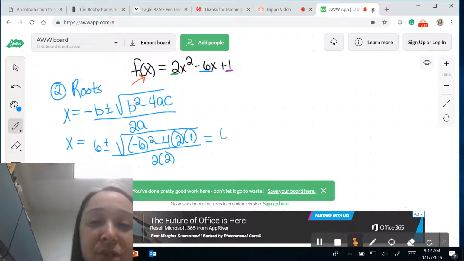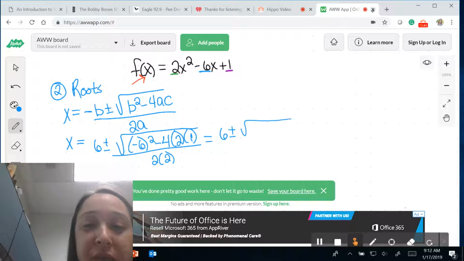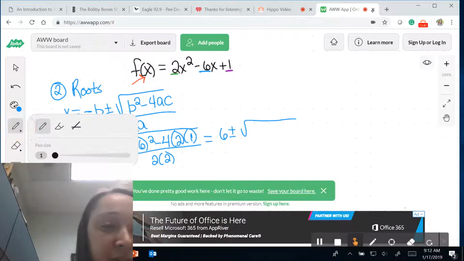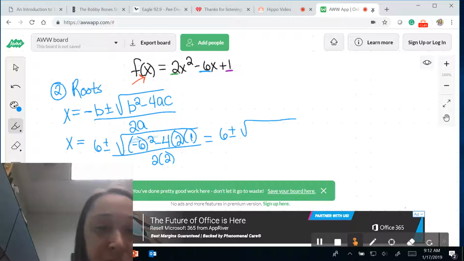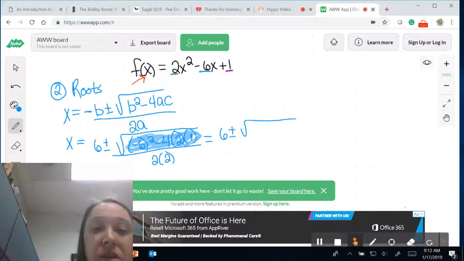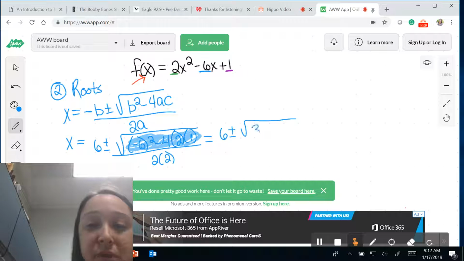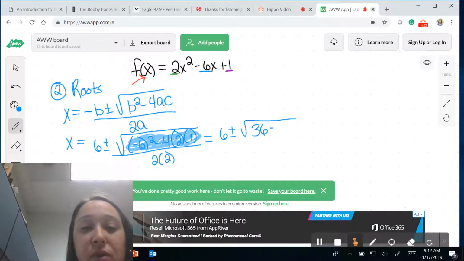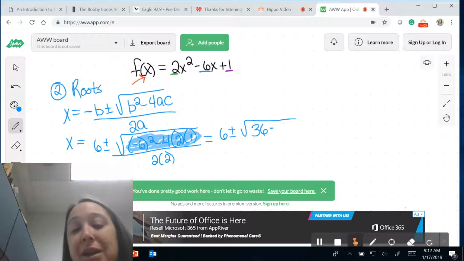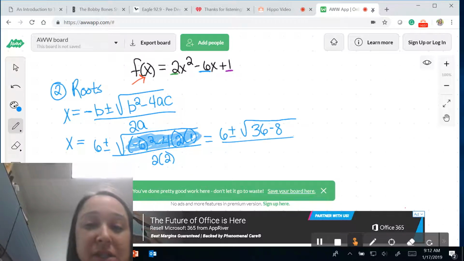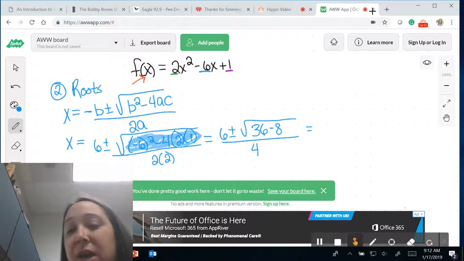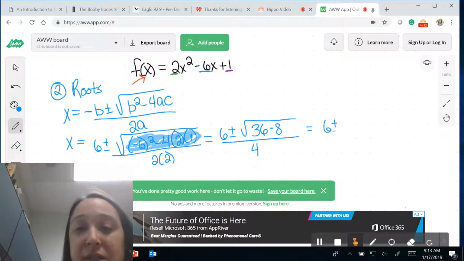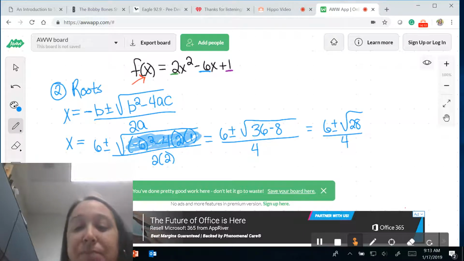So let's simplify. When you're simplifying the quadratic formula, what you want to do is take everything under that radical. Let's see if I can highlight it. You want to simplify that first. So I have that -6 squared. That's going to give me 36 minus 4 times 2 times 1. 4 times 2 is 8, 8 times 1 is 8. So that's going to be 36 minus 8, all over 4. If I subtract 8 from 36, that is going to give me 28, divided by 4.